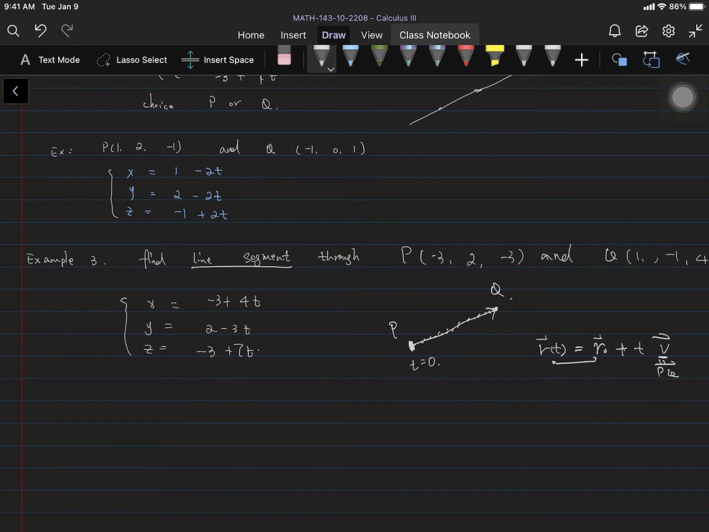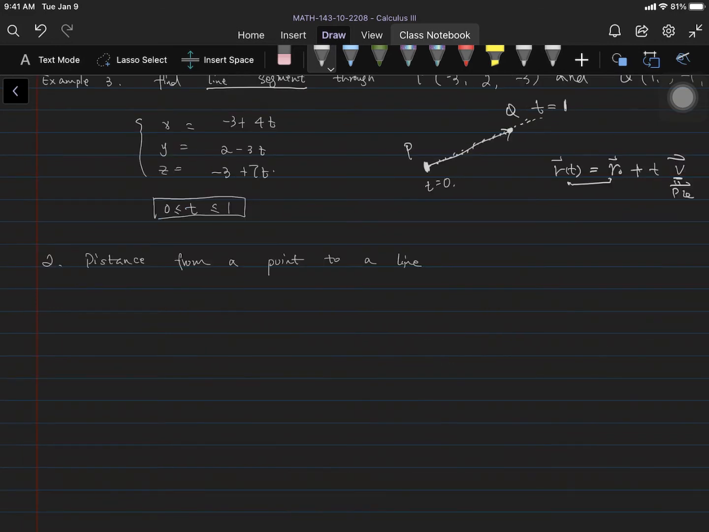And if the point is Q, you can see that means t equals 1. And it cannot go outside. This has to be inside P and Q. So that means t from 0 to 1. So whenever we set up the parametric equation this way, our t is always from 0 to 1.